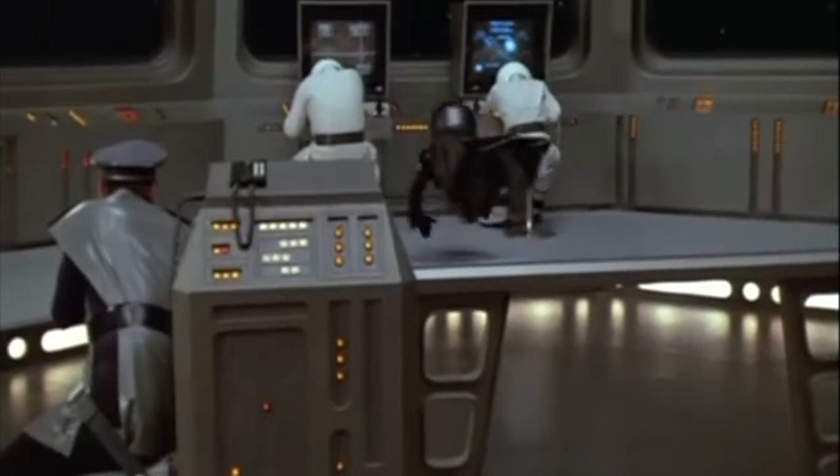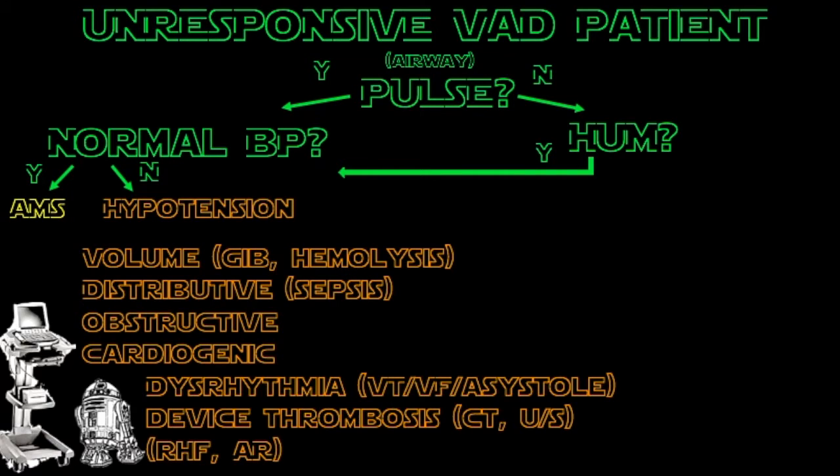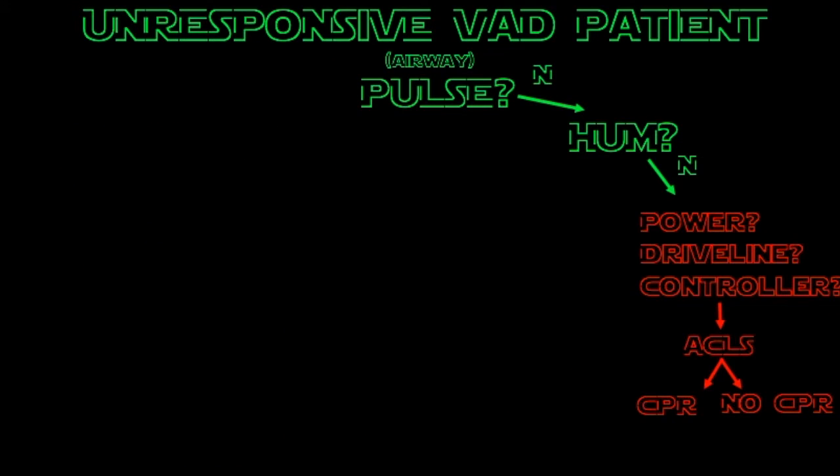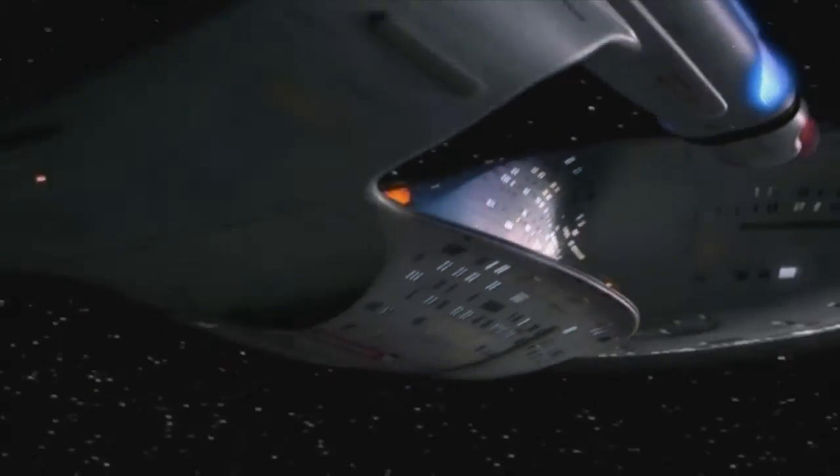To recap, we've identified the 3 key questions to ask when faced with a VAD patient: pulse, hum, and blood pressure. We've gone through how to deal with VAD-related complications, as well as how to troubleshoot the VAD itself, and how to code these patients. Now it is time for you to take this information back to your planets and boldly go where no emergency physician has gone before.